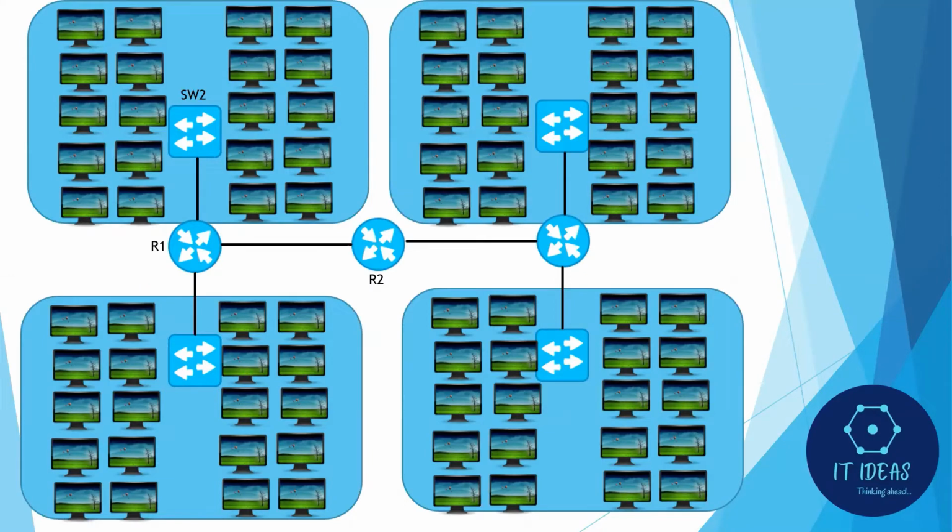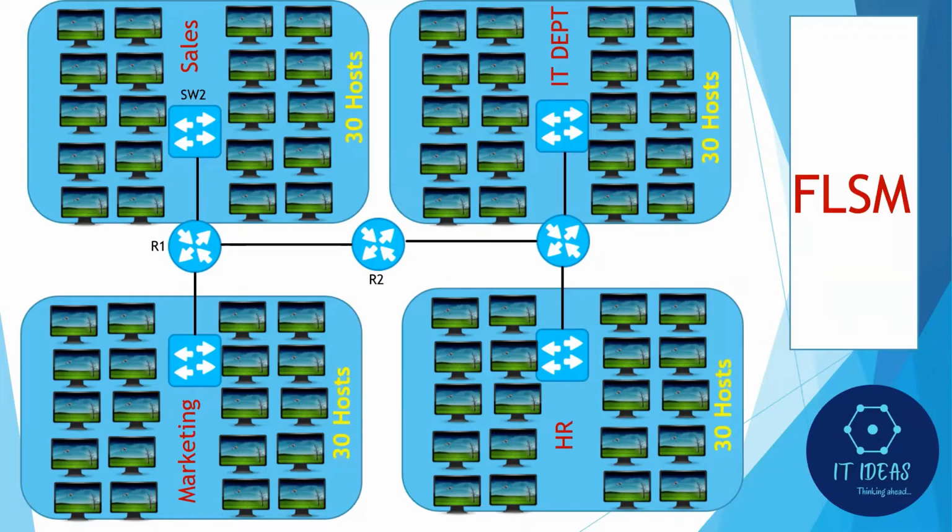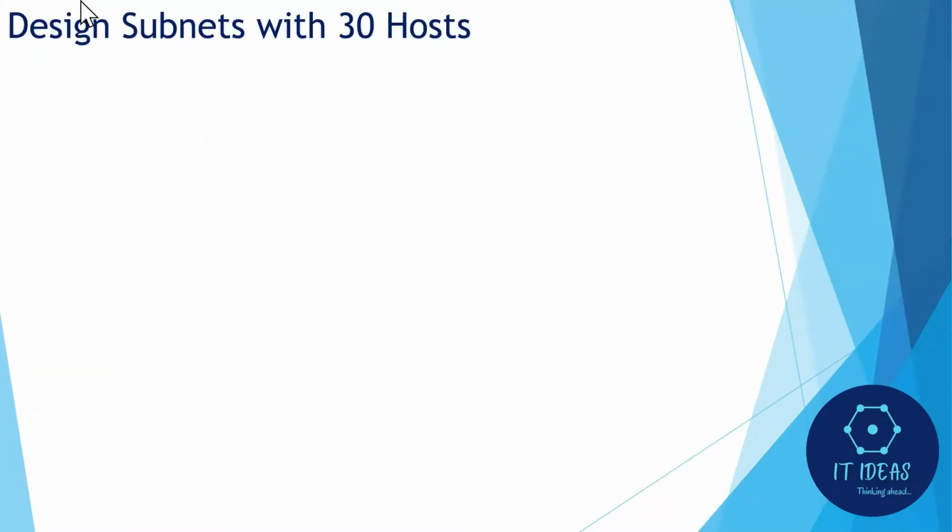In this design, we can see four departments: sales, marketing, HR, and IT departments. Each department needs 30 hosts per each department. So for this design, we can use FLSM method. We can consider every department as different subnet with 30 host requirement for each subnet. In this example, we are going to design the subnets with 30 numbers of hosts.